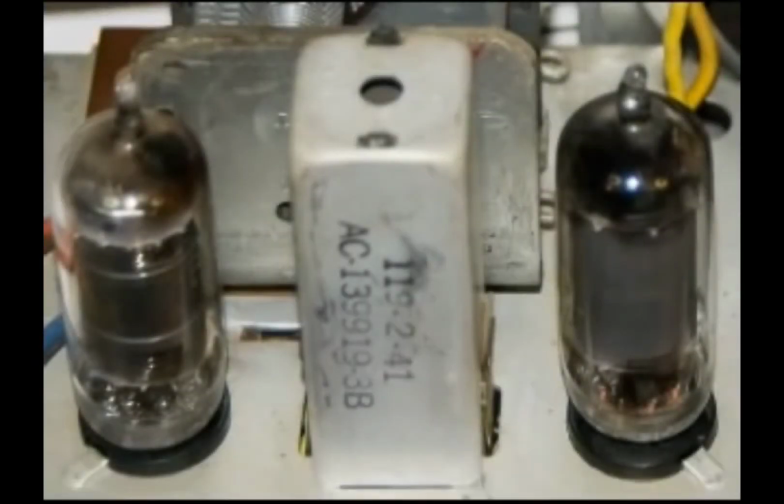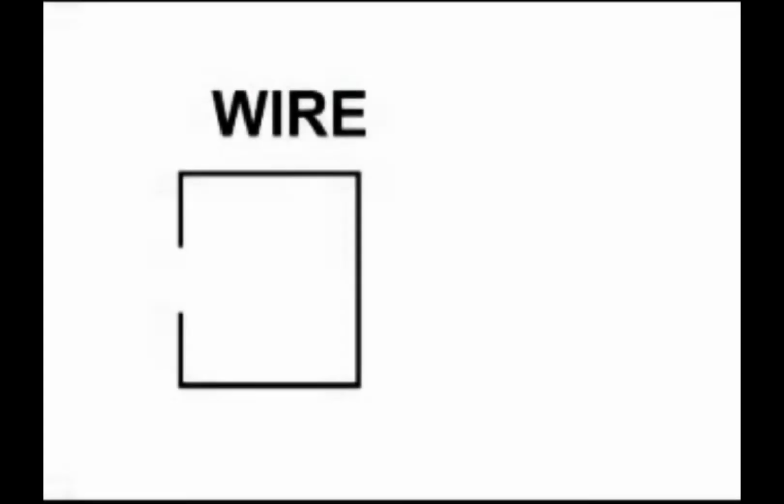Transformers are used everywhere in electronics, and it's a good idea to have a basic knowledge of how transformers function. So let's take a look at a simple wire, and if we were to add a battery to that wire, current would start to flow from the negative side to the positive side, and in doing so a magnetic field would start to expand from the wire.